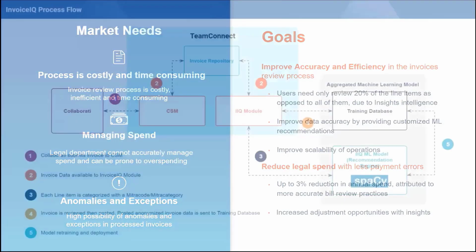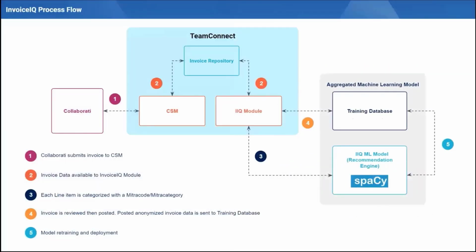So in order for us to get started, the first thing we have to do is put our machine learning technology in place, like the InvoiceIQ module. Just like other modules in Team Connect, like CSM, Legal Hold, SOP, the InvoiceIQ is also a module that you'll install in your Team Connect environment. And what that does is, when the invoices come in from Collaborati, the InvoiceIQ module makes a call to our machine learning engine, where it gets categorizations for the description of the line items.